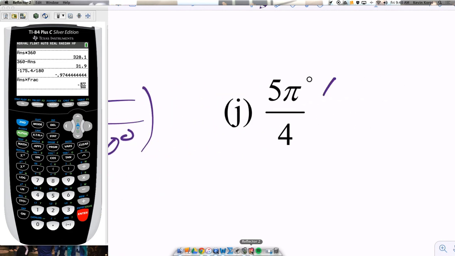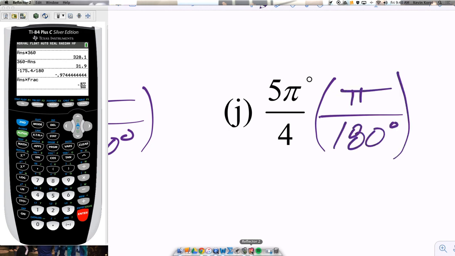Now, the last one here I'm going to sneak in. You multiply by pi over 180. Just because it has a pi in it doesn't mean it's going to be a radian measure. There's a degree symbol there. So it's a degree. And this one's real nice and easy.